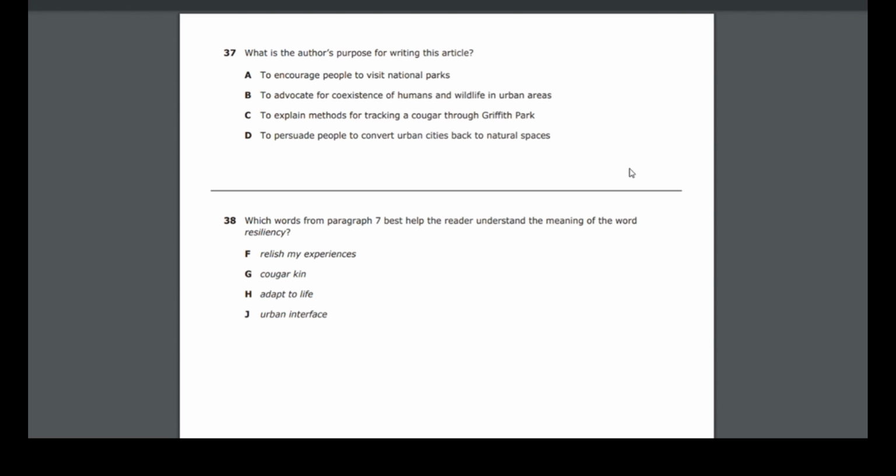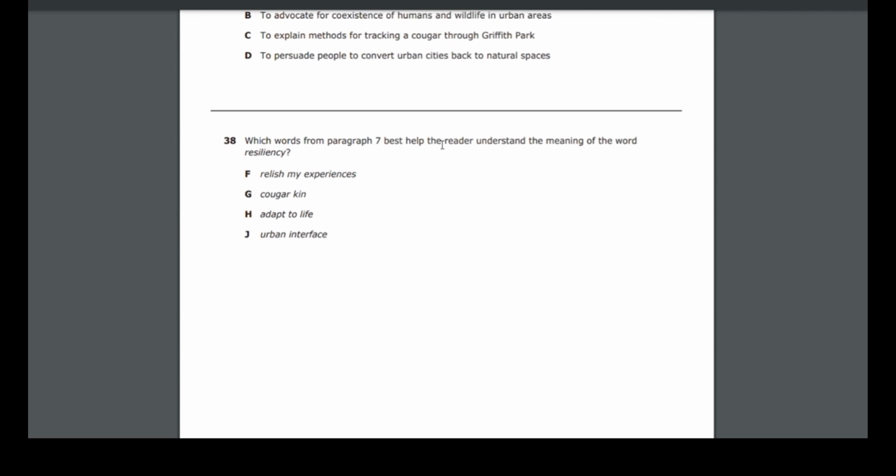Okay, so now that we know that it's about things in the wild and mountain lions living within urban populations, we just need to look at our answer choices, and from here we can see, to encourage people to visit national parks. It's not a national park. Advocate for coexistence of human life in urban areas. That's what we saw in the picture. We're not tracking cougars, and we're not wanting to convert urban cities back to natural spaces. So that's an example of how just the title and the picture itself can tell you so much.